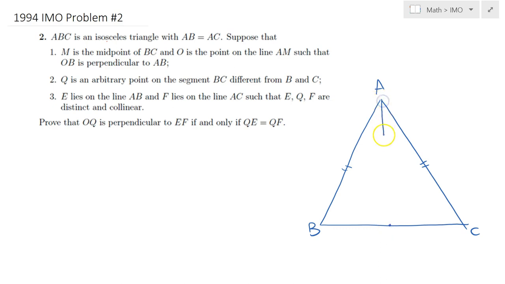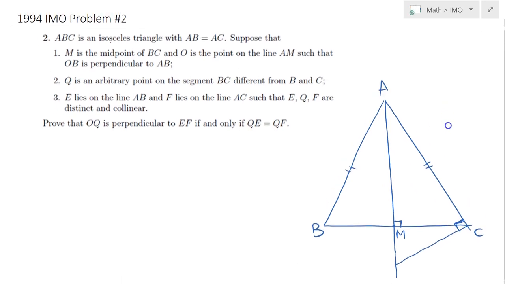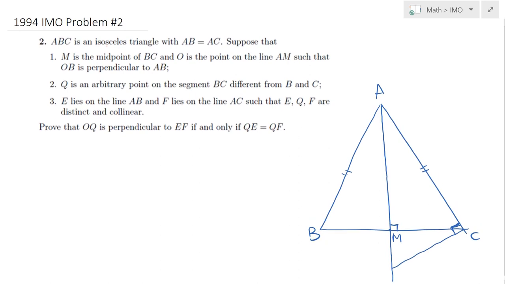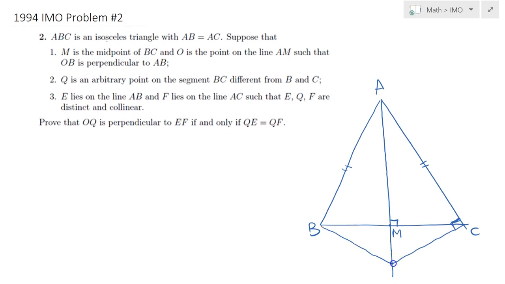No wonder that this point M is the foot of the altitude from point A. And also point O is on AM such that AC is perpendicular to OC. So this is a 90-degree angle here. And similarly, because of the symmetry, that's our point O here. So similarly, we also have AB is perpendicular to OB.